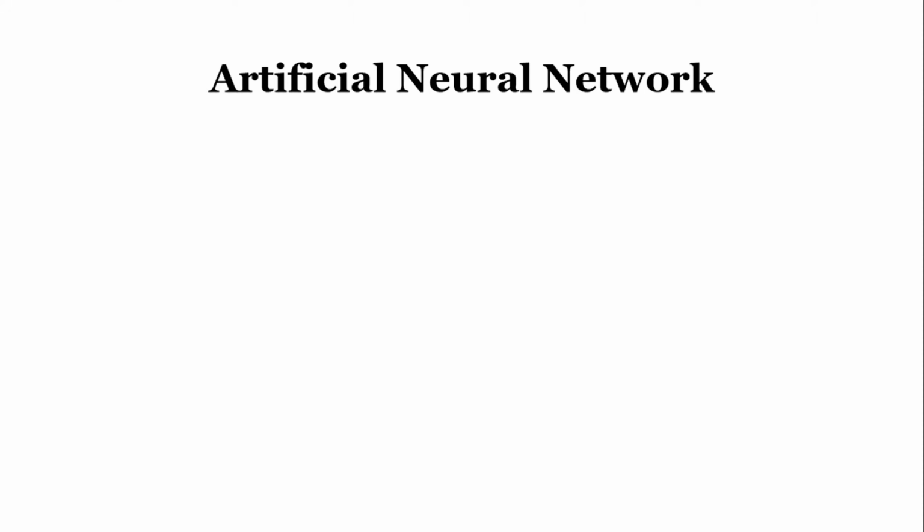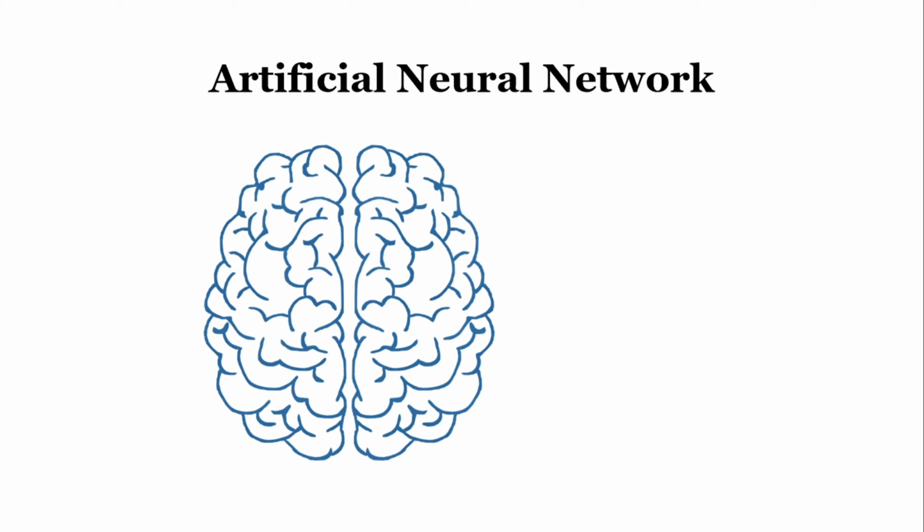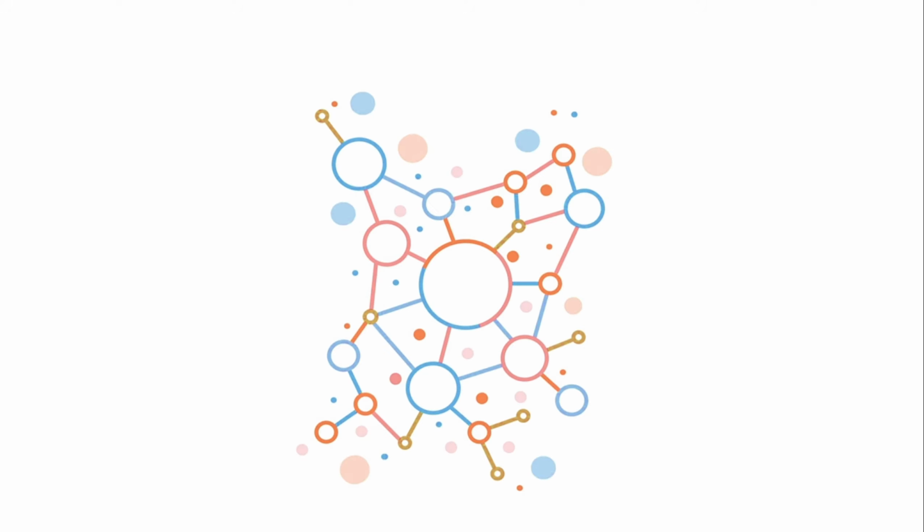In this video, we are going to talk about artificial neural networks. Artificial neural networks are powerful computational models inspired by the human brain. They are designed to learn patterns, make predictions, and tackle complex problems. They consist of interconnected nodes known as artificial neurons or units, which collaborate to process and comprehend information.